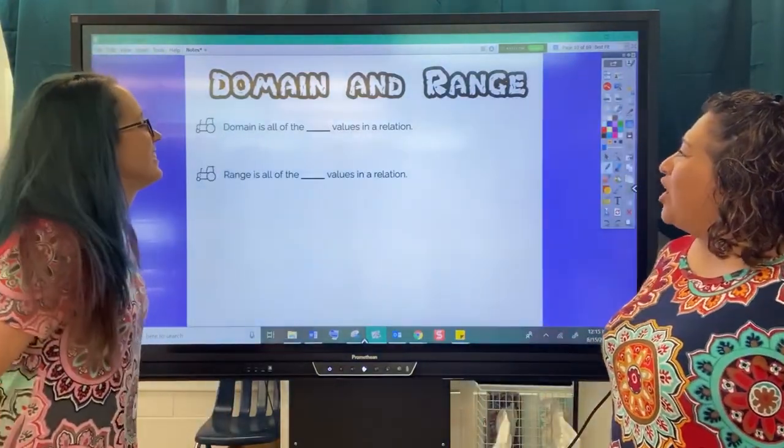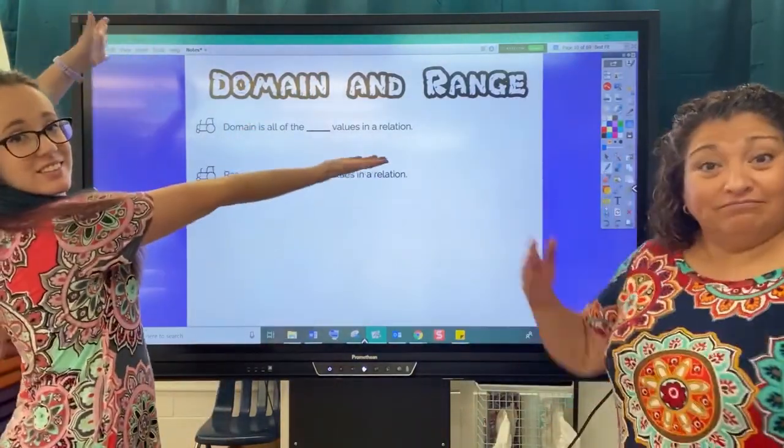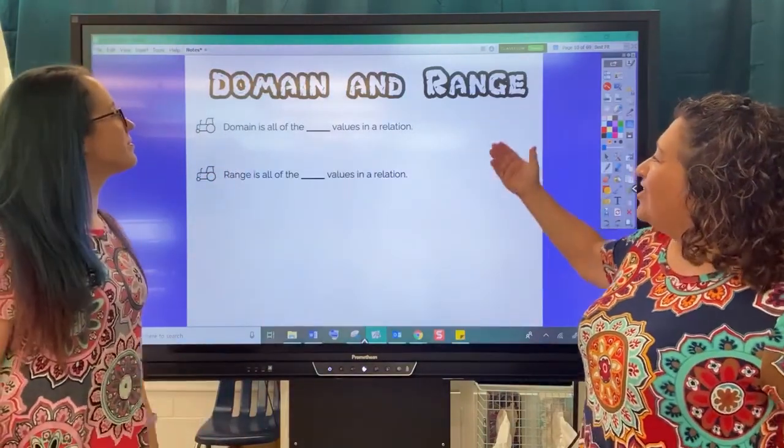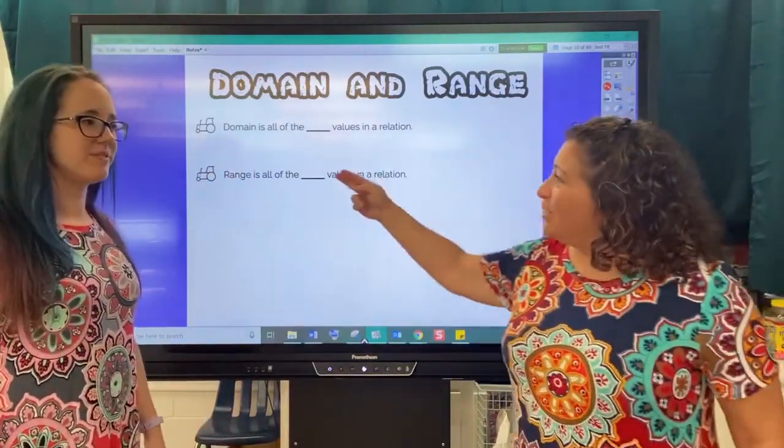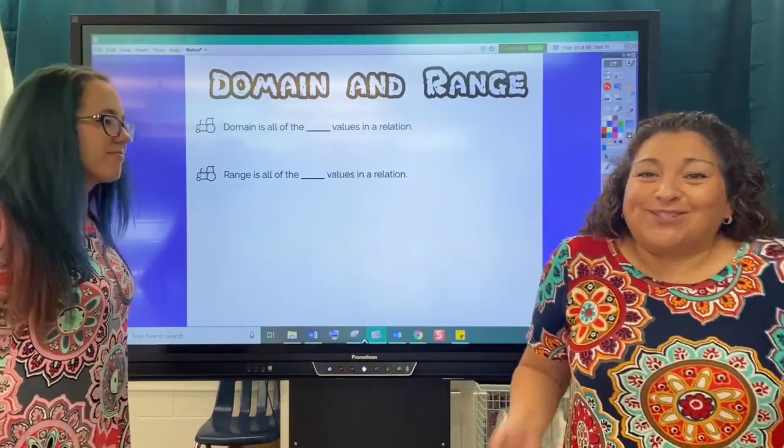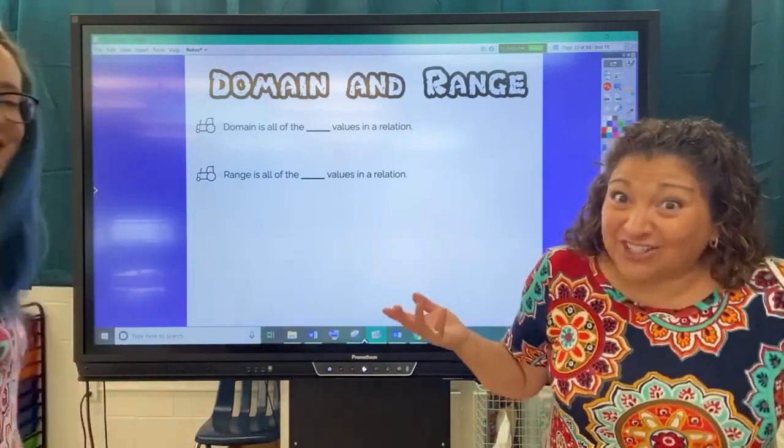Today we're going to be going over these two things called domain and range. And we've got some little tractors over there to help us out just because we're on a farm. We like tractors.